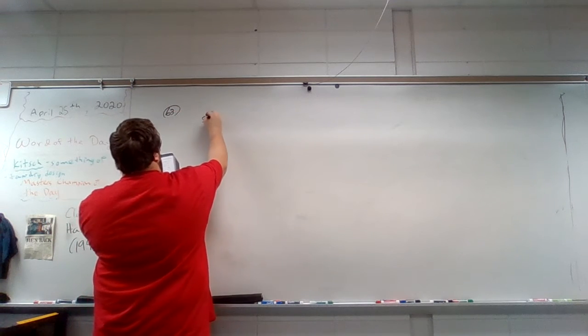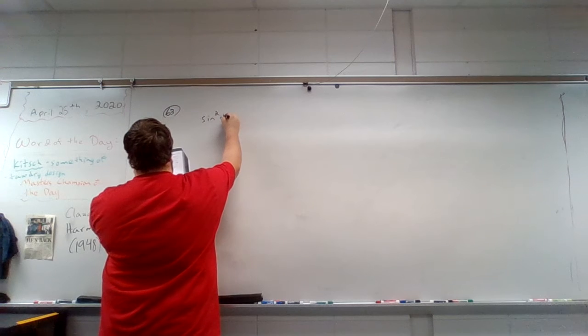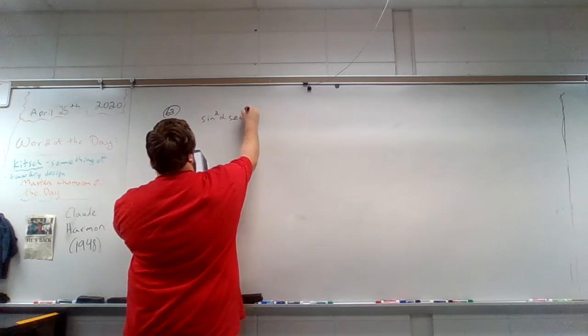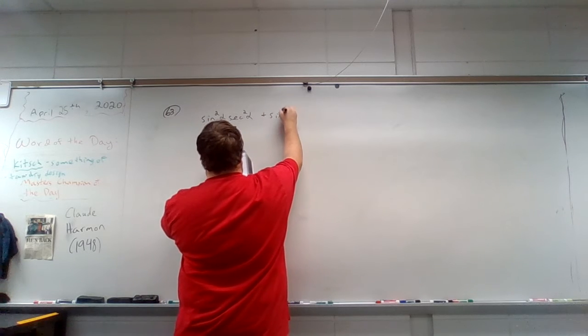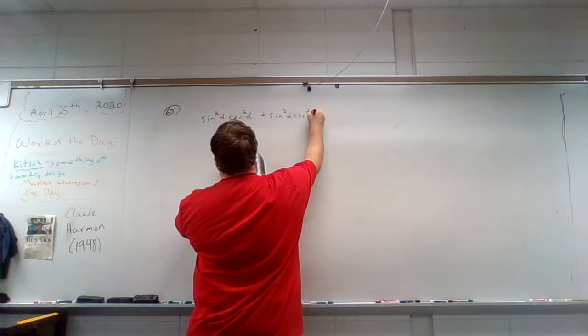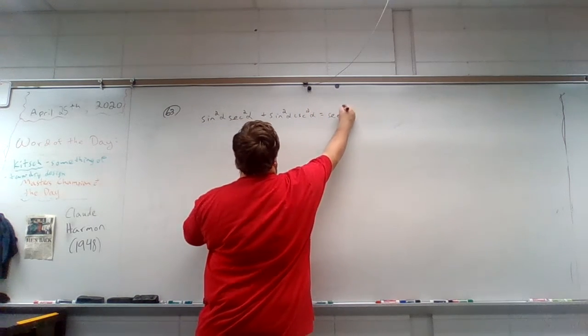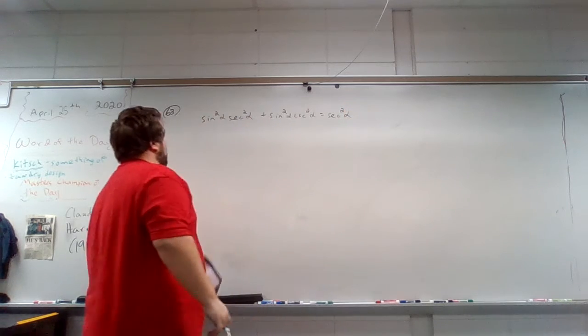So I got sine squared alpha secant squared alpha plus sine squared alpha cosecant squared alpha equals secant squared. Okay.